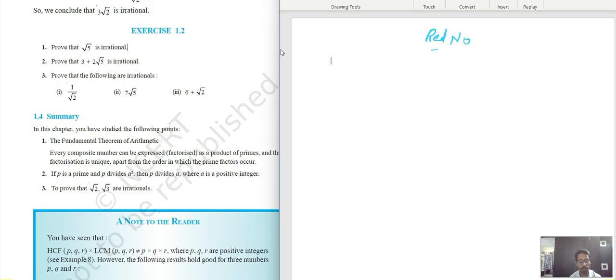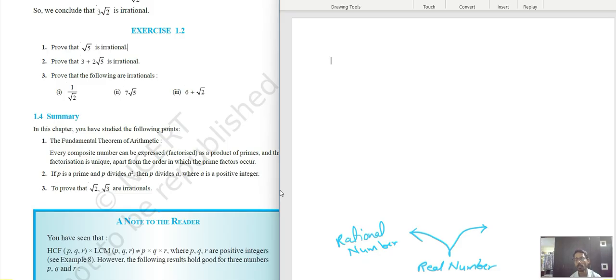It's better to make the tree. At the base we have the real numbers, and real numbers have two branches. One branch is called rational number and the other is called irrational number. Got it? Rational numbers again have two branches. One is called whole and the second is called fraction. Let me explain what is a whole number and what is a fraction.